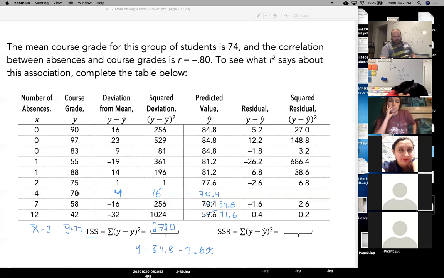Let's do this ourselves. 78 minus 70.4 is how much? 7.6. Oh, yeah, they're right now. So they're right now, yeah, 58. This is negative 1.6, and 42 minus that is 0.4. And then they squared them.